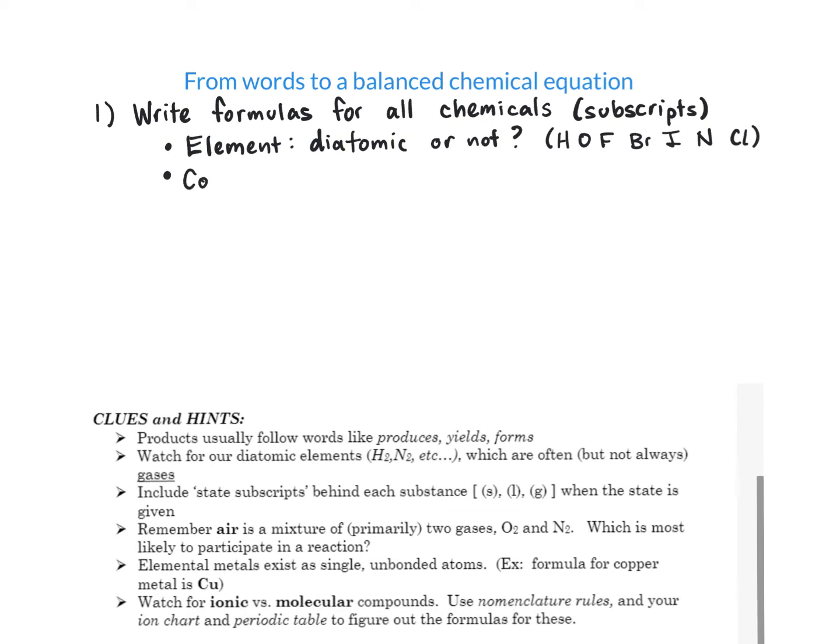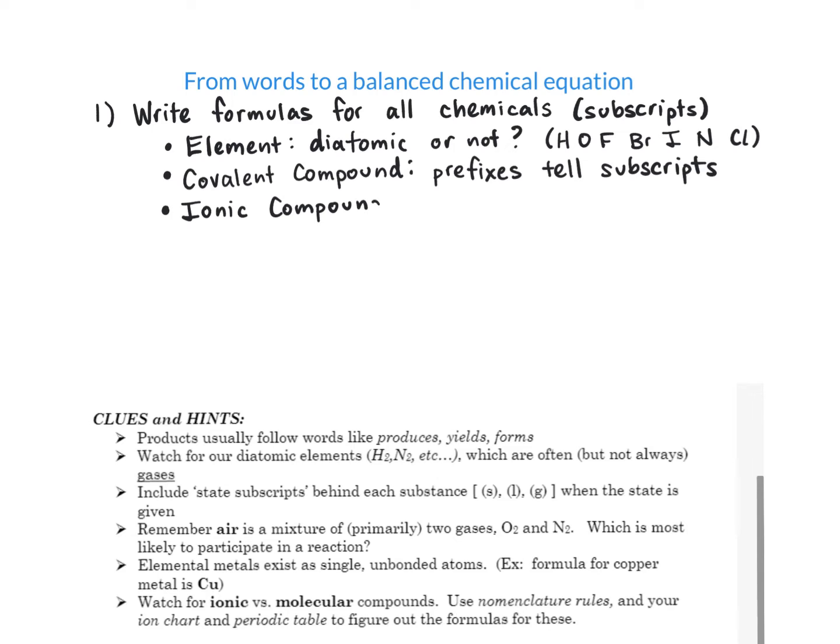If we're looking at a covalent compound, that naming schema uses prefixes to tell how many of each element. So in other words, they tell you the subscripts because they tell you how many of each atom are in a molecule. If we're dealing with ionic compounds, you use the charges of the cation and the anion to determine how many of each atom, or what the ratio is of the cation to the anion. So that's all stuff from previous chapters.